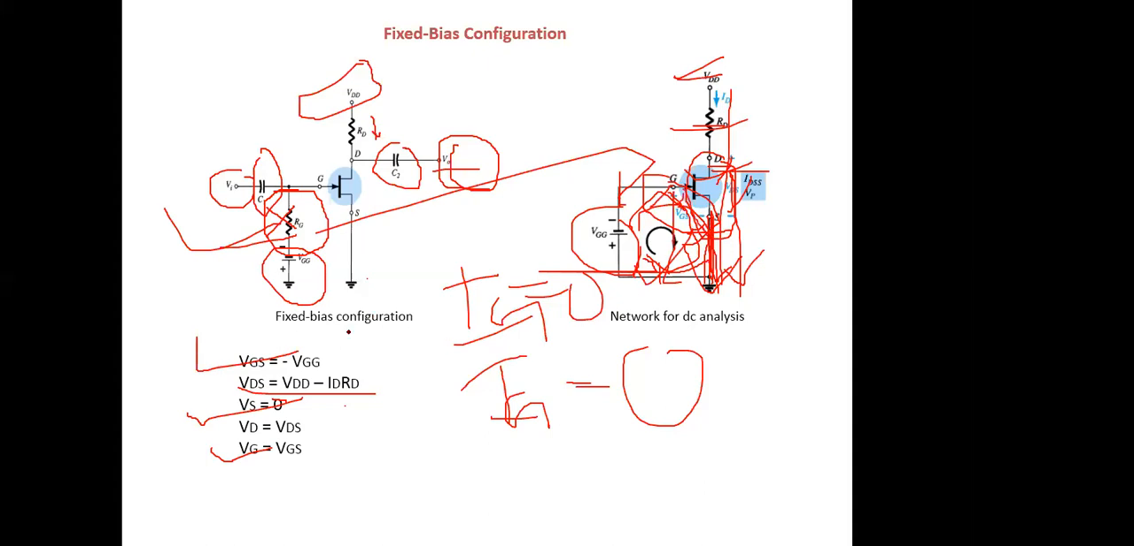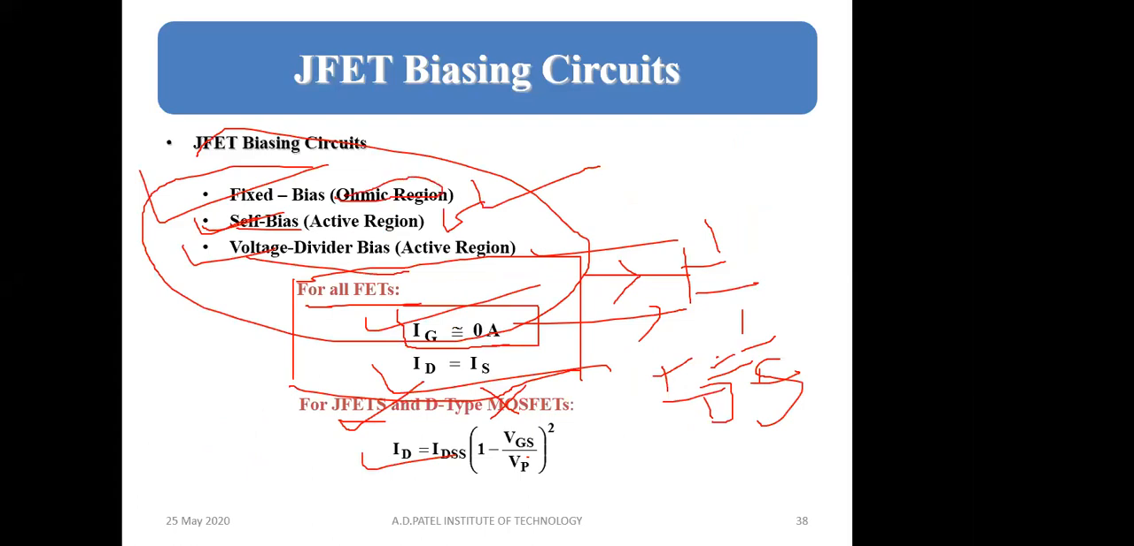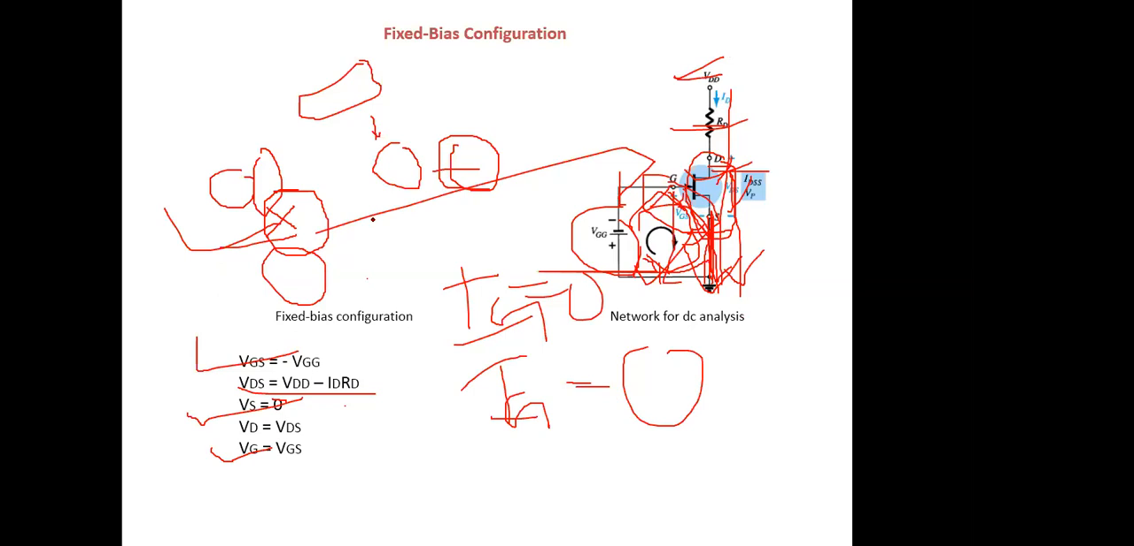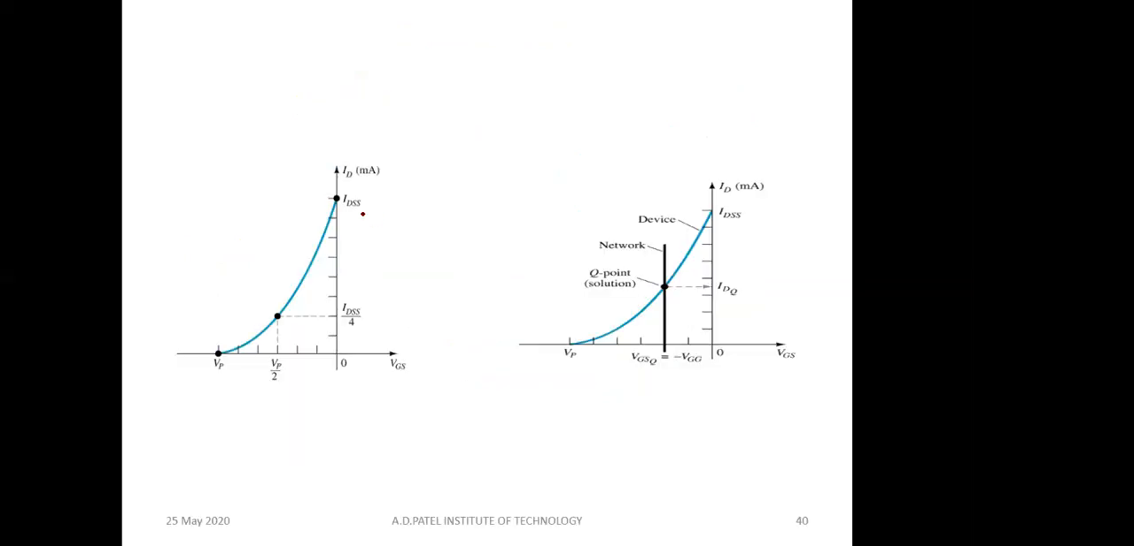So this is for the fixed bias configuration, and as I said, fixed bias is used in the ohmic region. We will be operating in two regions. Whenever we use it as a switch, we will use fixed bias, and whenever we want to use it as an amplifier, we will be operating in the active region. If we plot the transfer characteristic for this circuit, for one value of RD, we will get this kind of curve. This will be your IDSS, this will be your pinch off voltage.